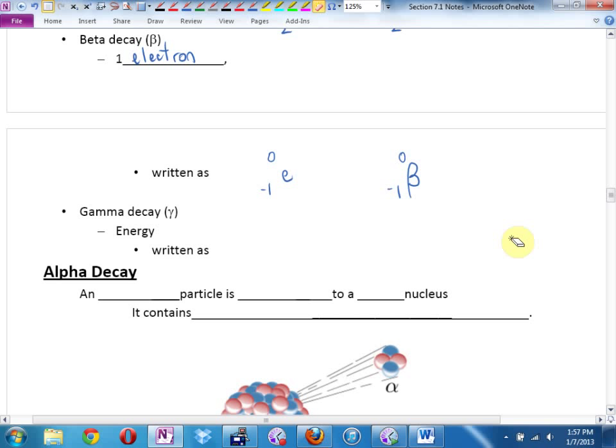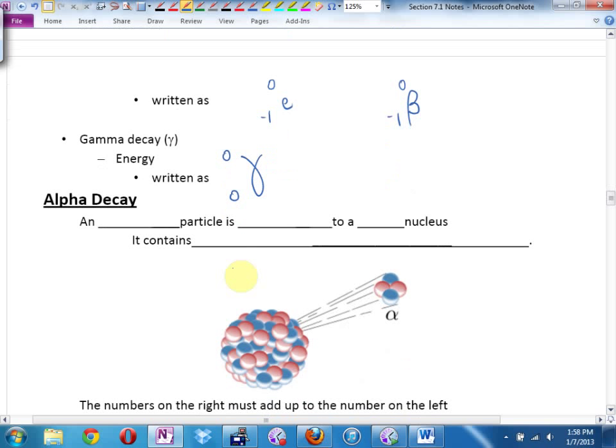But yeah. It's written as, there's the symbol for gamma. How much mass does energy have? It's a trick question. 0. And its charge is 0. Let's look at these in more detail.